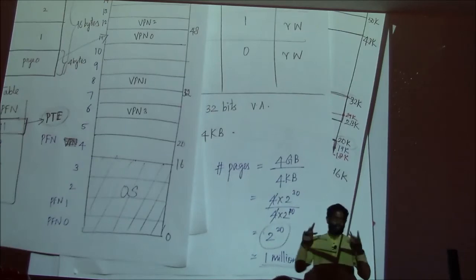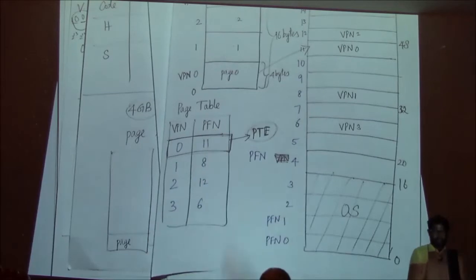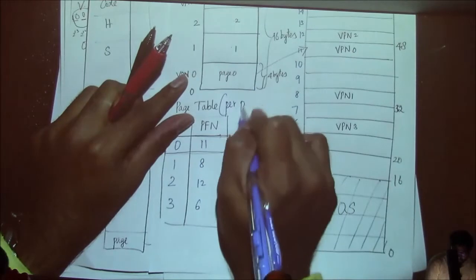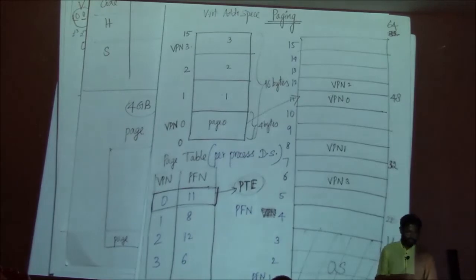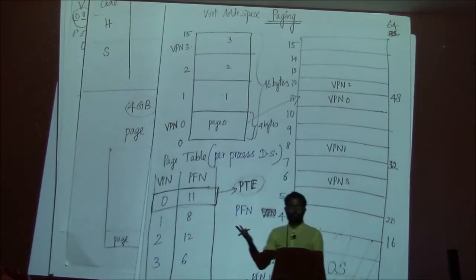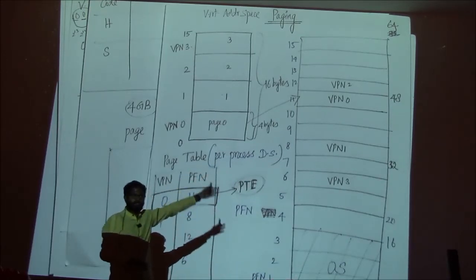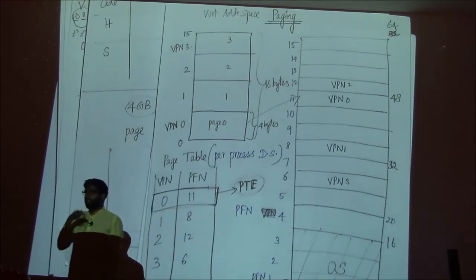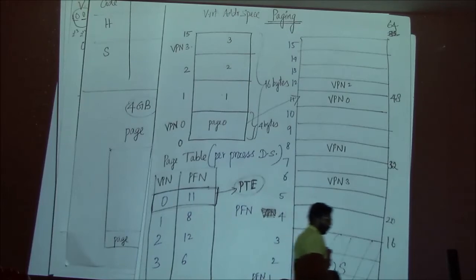Why did I use the term single page table? Because this page table that you're seeing here is a per process data structure. If we have another process called P2, that process's pages can be mapped completely differently to different physical frames. So the operating system maintains a page table for each and every process separately.